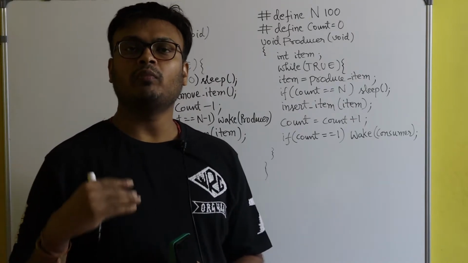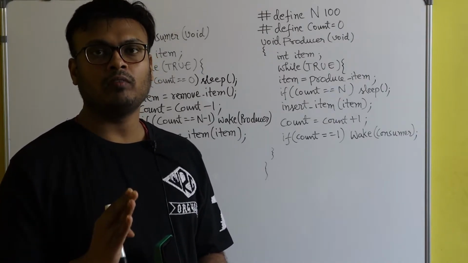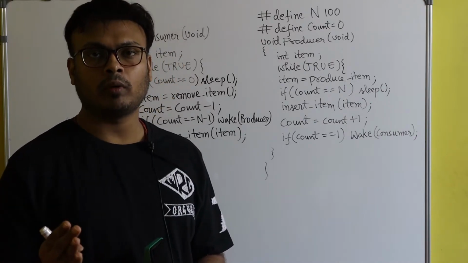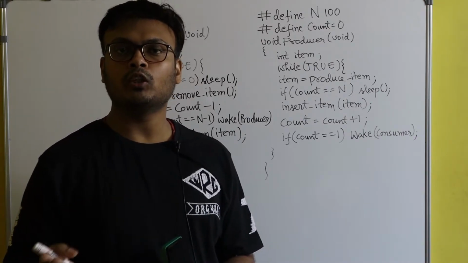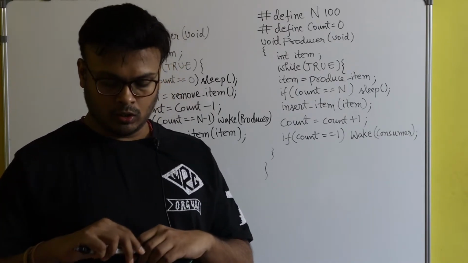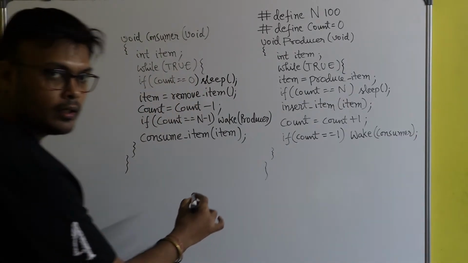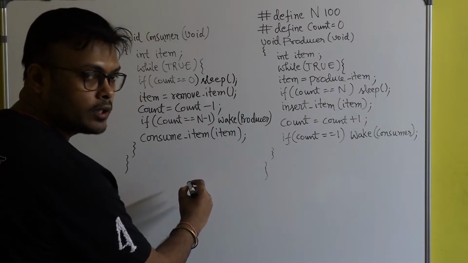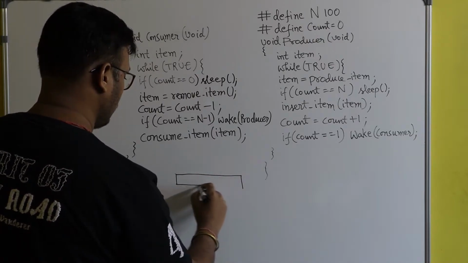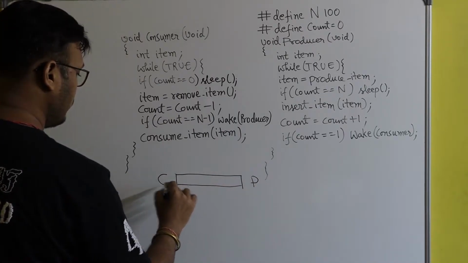So if the producer produces an item, then the number of items in the buffer will increase. And the consumer will consume items from the buffer, so the consumer decreases the number of items in the buffer by consuming. Let me show you what will happen. Here you see there will be a buffer, a producer, and a consumer.